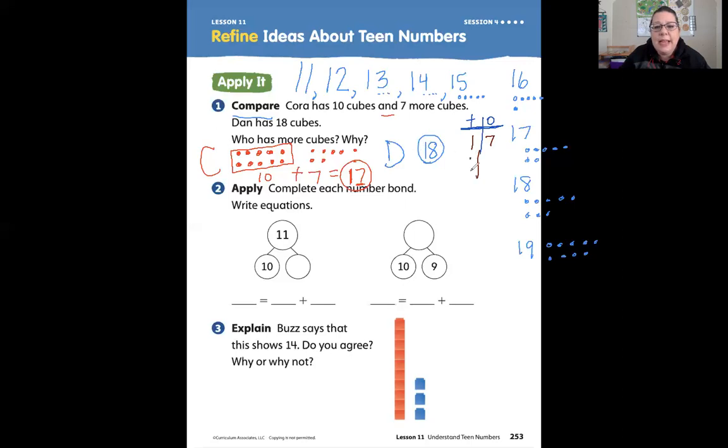And Dan has 18. We know that they have the same amount of 10s, right? They each have 10. So now I'm not going to look at the 10s place anymore. I'm going to look at the 1s place. Which number is greater? Is 7 greater or is 8 greater? Yeah. 8 is more than 7. So that is why. So who has more? Dan has, first you make an H and then an A and then an S, and that is has. There is no Z. Dan has more.